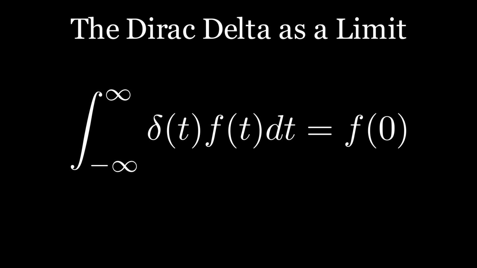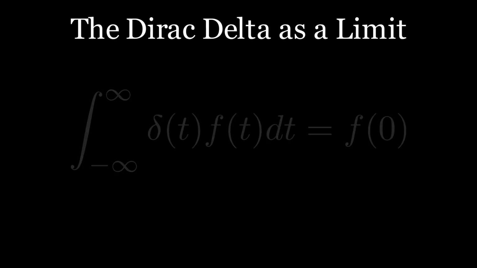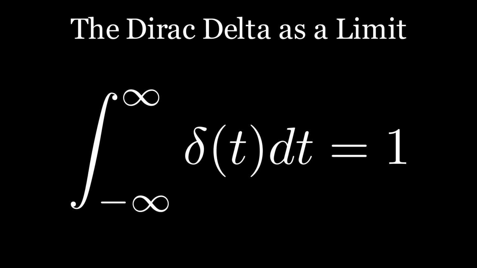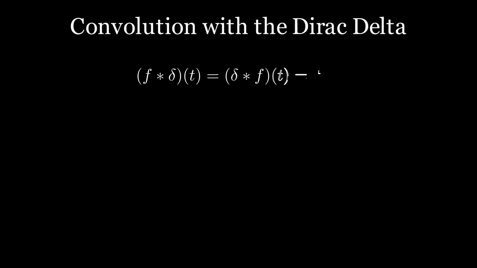Let's see how convolution with the Dirac delta works for a specific function. By definition, the convolution is the integral of f(s) times δ(t − s). Using the sifting property of the delta function, the result is simply f evaluated at t. For our example, this gives t squared.